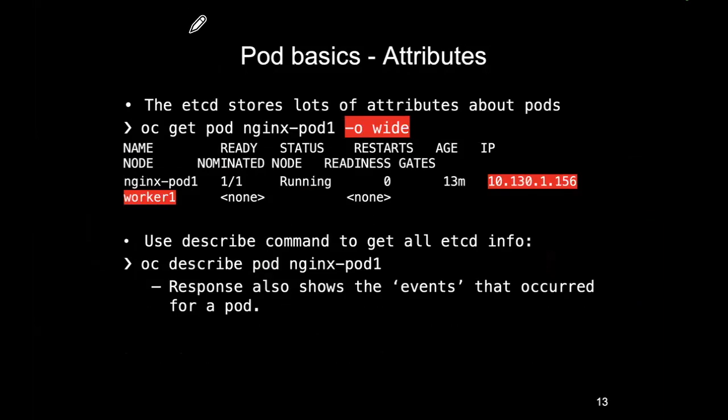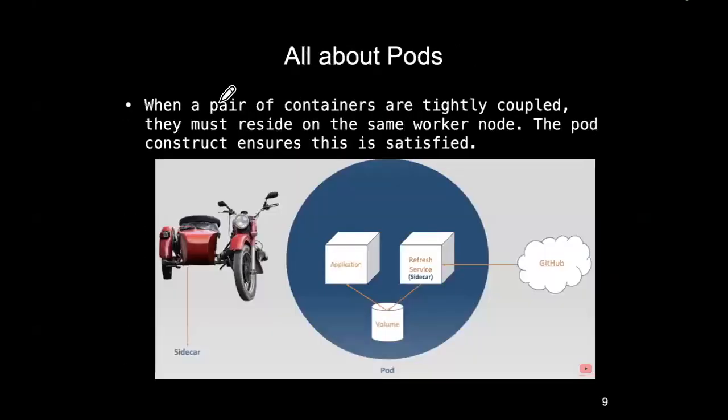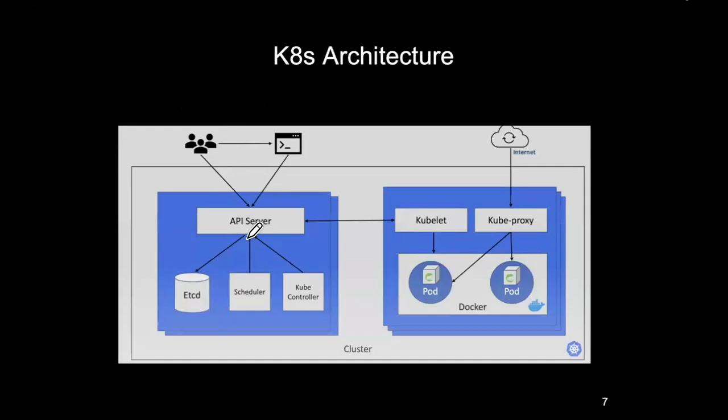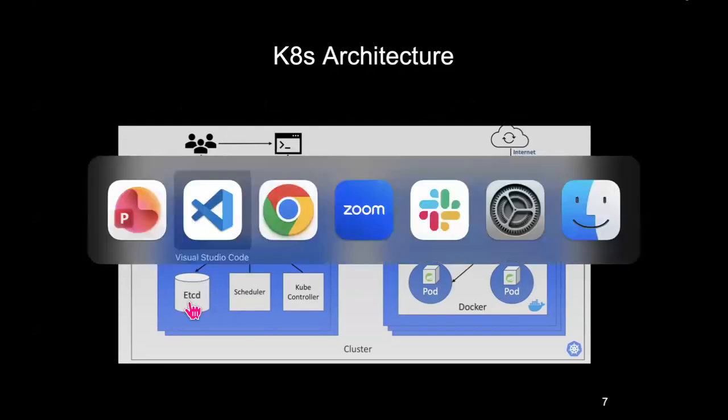What are we saying here? The etcd stores lots of attributes about, oh yeah. So when we create pods, again, if I go back to our architecture diagram, all of the information about the pods is being stored in the etcd database. And there is lots of information about a pod. And if you want to get the full facts about a pod, then the command is oc describe.